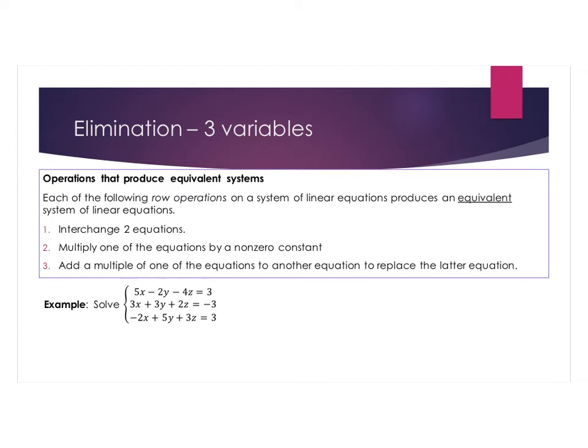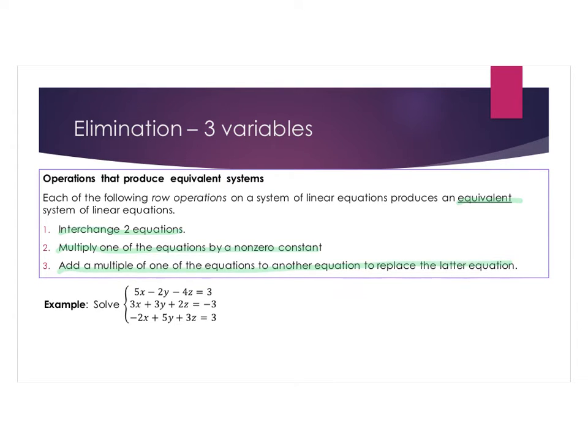So let's talk about elimination with 3 unknowns. Each of the following row operations of a system of linear equations produces an equivalent or an equal system of linear equations. If I wanted to, I could interchange the position of 2 equations. I can multiply one of the equations by a non-zero constant, and I can add a multiple of one of the equations to another equation to replace the latter equation.